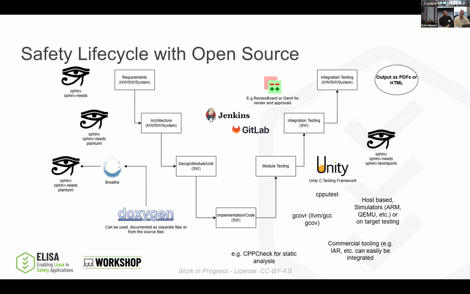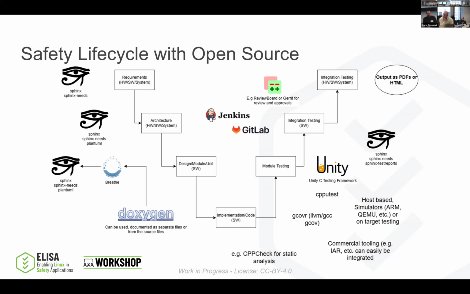Sphinx needs, for example, on the right side, Sphinx test reports to integrate all of these things together. On the lower level, when we talk about the unit level specification, design, and so on, this can also be done as part of the source code. Then we use Doxygen and Breathe to extract it and to bring it into Sphinx. I will come to all of the details, just to give this first overview.